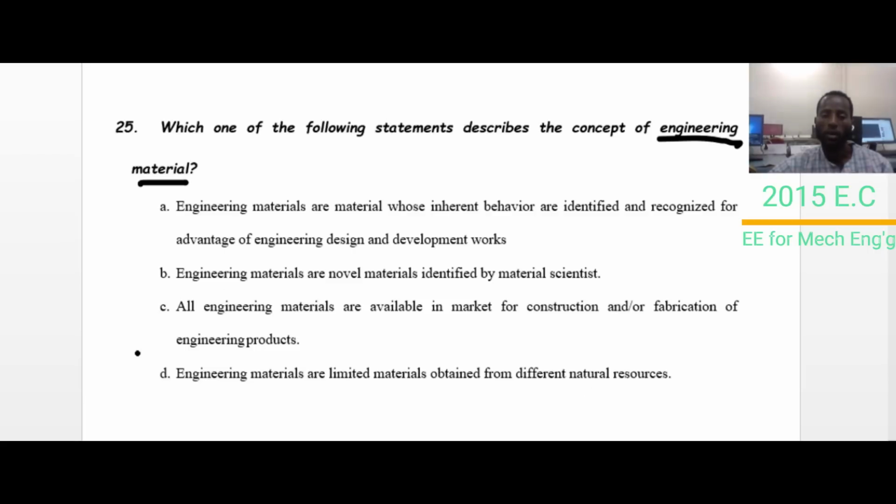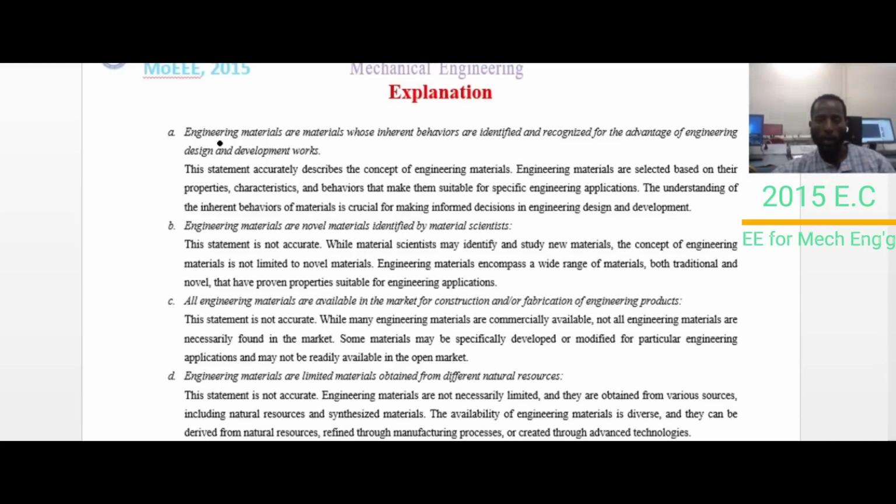So from these described concepts, which one best describes engineering material? We can find the answer from the concept of engineering material. We have learned two parts of this course, engineering material 1 and engineering material 2. In A, engineering materials are materials whose inherent behavior are identified and recognized for the advantage of engineering design and development work. This statement correctly describes the concept of engineering material. These materials are selected based on their properties, characteristics, and behavior that make them suitable for specific engineering applications. Understanding the inherent behavior of the material is crucial for making informed decisions in engineering design and development. So this is correct.